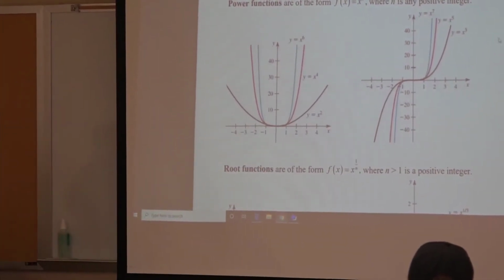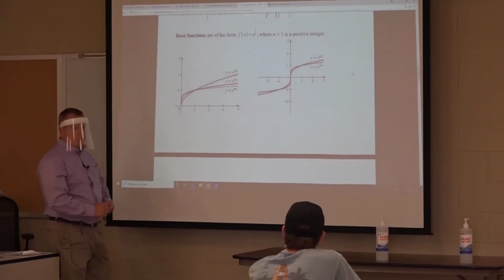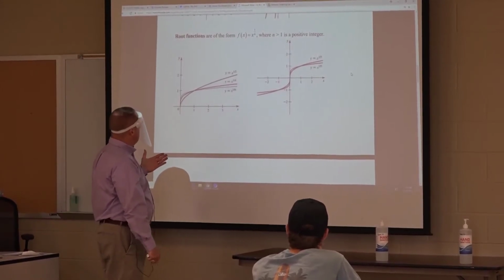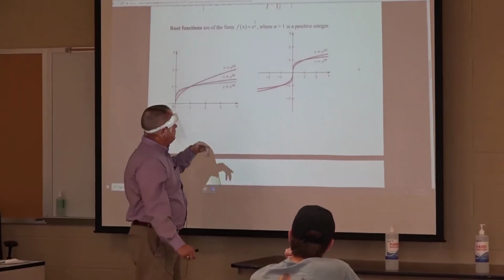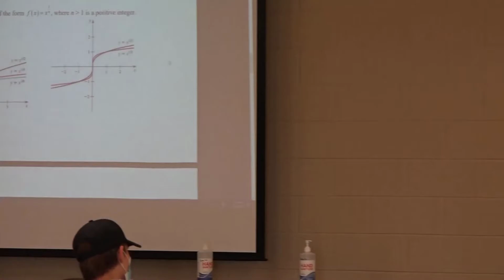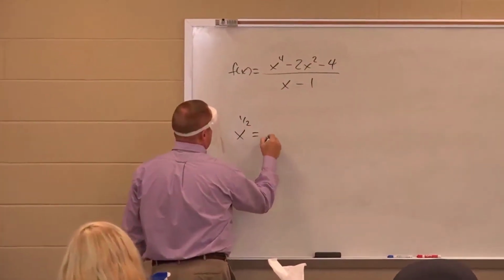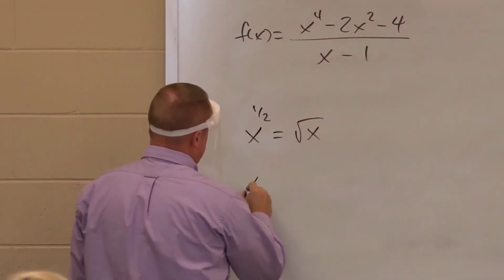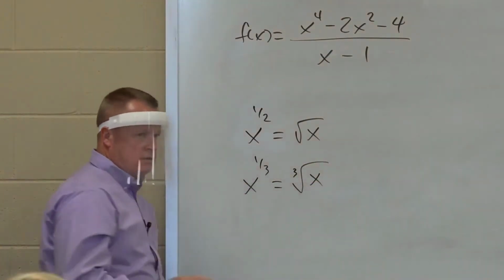Now the other one, that kind of leads to this other one, which is a root function. With a root function, you've got x to the 1/2 power. Of course, you remember, I think, x to the 1/2 is the same thing as square root x, right? X to the 1/3 is the same thing as cube root x, and so on and so forth.